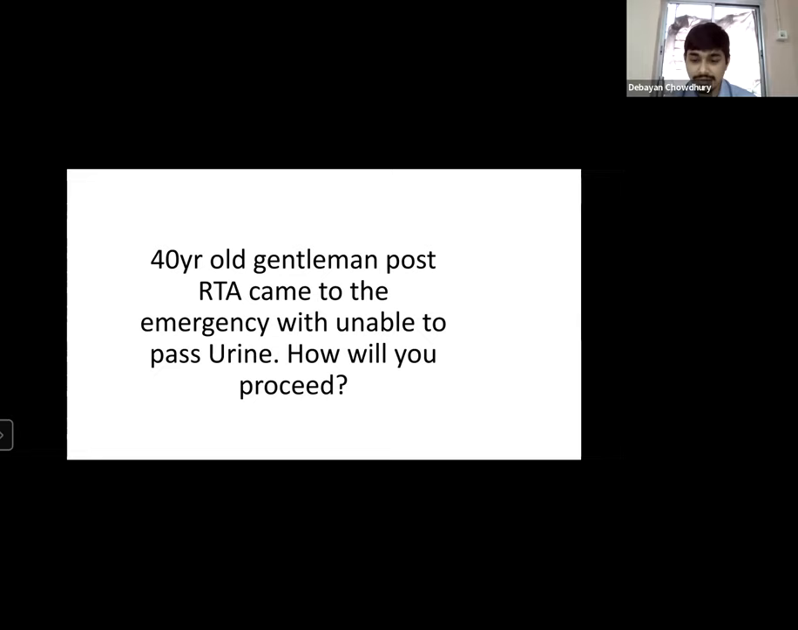So if there is an associated pelvic fracture, then it should be stabilized first, sir. The patient should be resuscitated. And once stable, we will go for RGU, sir. What about plain X-ray? That is the most important thing. What about the plain X-ray? Yes.